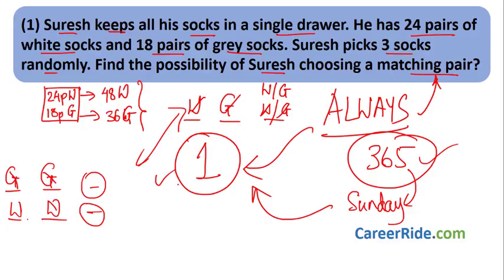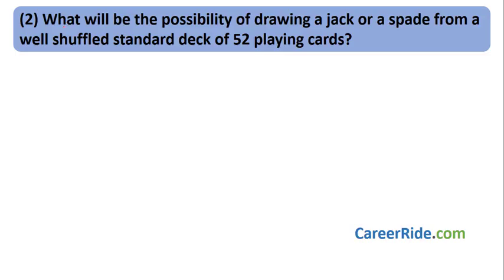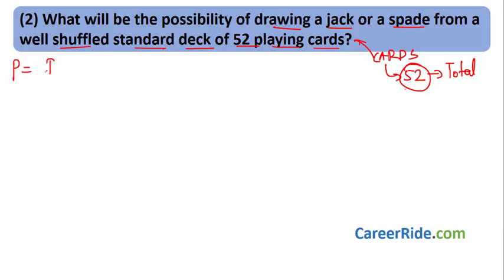Moving to the next question. What will be the possibility of drawing a jack or a spade from a well shuffled standard deck of 52 playing cards? Now this is of the common type, right? What have we learned? There are 52 cards, right? That means the total possibilities are 52. Now what have we also learned? Probability is nothing but what I want divided by total. We already know the total as 52.